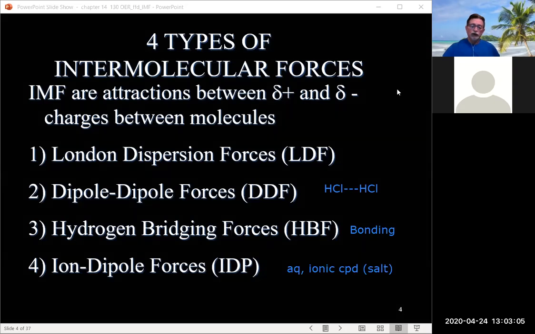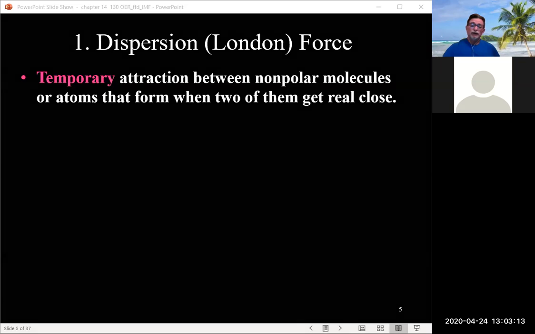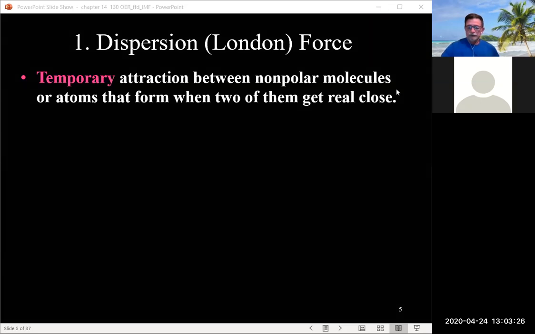All right, so let's talk about each one individually. London forces, let me get rid of my drawings there, are temporary. Okay. This has to do with attraction between nonpolar molecules. And this happens when they get real close together.